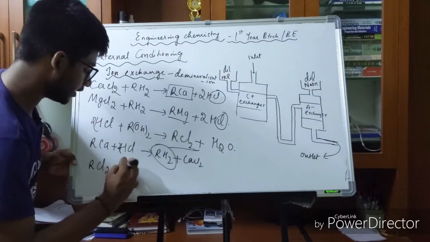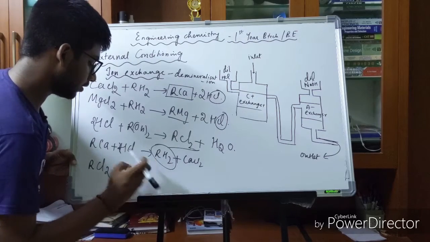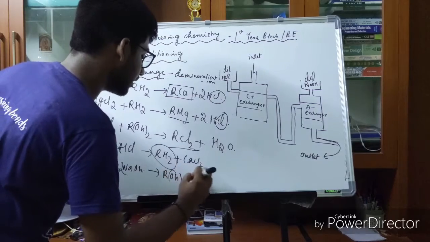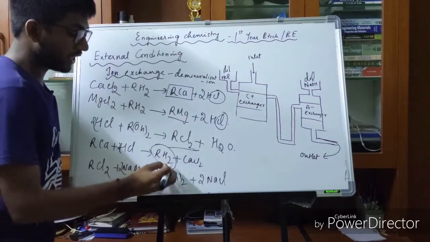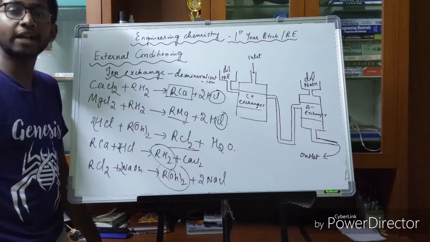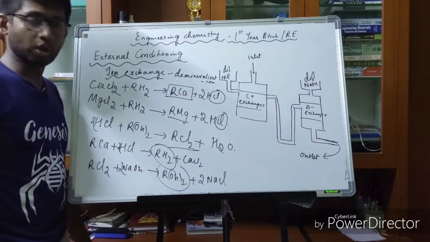RCl2, and then you'll have NaOH, and you'll have to put 2 here. So you'll get ROH twice and 2 NaCl. Now in this case you are getting ROH twice, which is the way in which you represent your anion resin. So the anion resin also has been regenerated in this process.